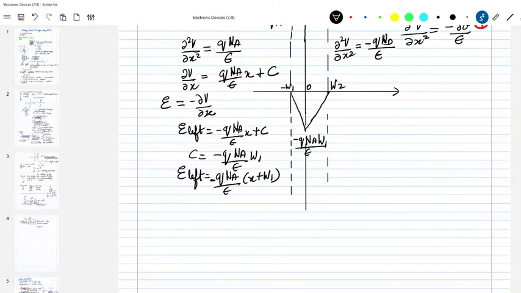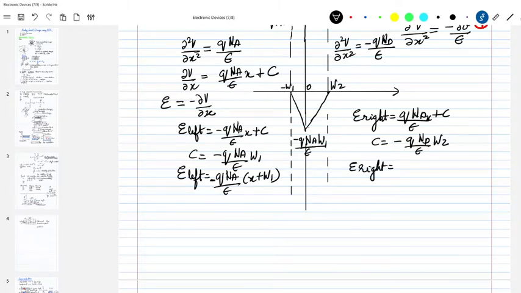The right hand side would be E right equal to qN_D over epsilon x plus C, and equal to 0 at W2. So at x equal to W2 the field is going to be 0, then C is equal to minus qN_D over epsilon W2. Now substitute this, you have E right equal to qN_D over epsilon (x minus W2).